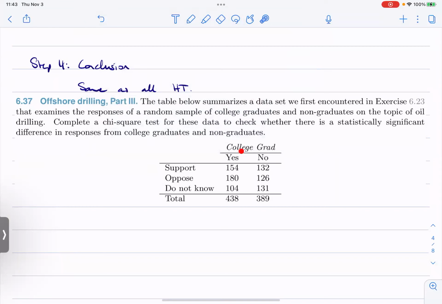They labeled the table here, college grad, yes or no, right? So that's variable 1 or 2, it doesn't really matter. Let's call this oil drilling. Right, they're either in support or they oppose it or they don't know, right? And our question is, is there a relationship between how people feel about oil drilling and whether they're a college graduate or not, right? So are these two variables independent of each other, or is there some sort of relationship there?